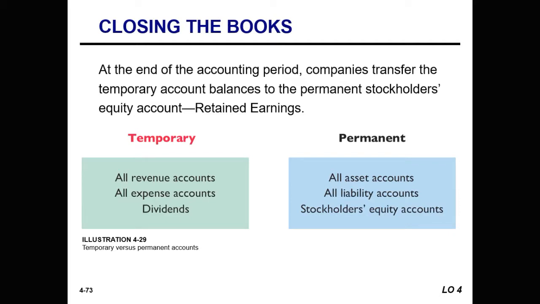Now we're going to talk about closing entries. So at the end of an accounting period, we need to be able to close down what we call the temporary accounts. Your temporary accounts are revenues, expenses, and dividends. These are the accounts that indicate what happened over the specific accounting period. We close them out by transferring their balances to the permanent stockholders' equity account, retained earnings.